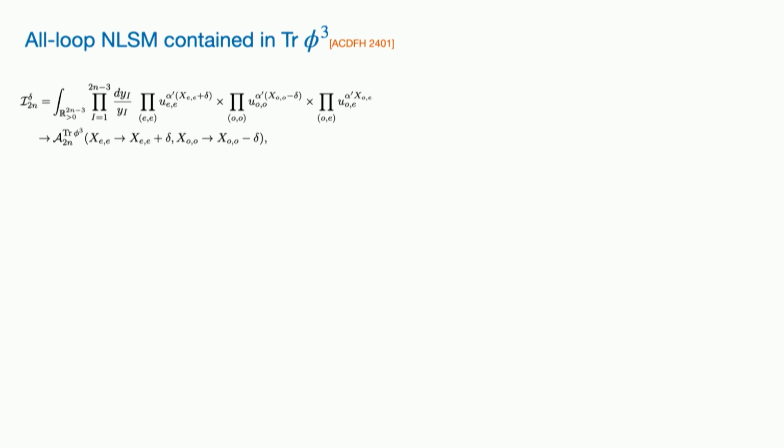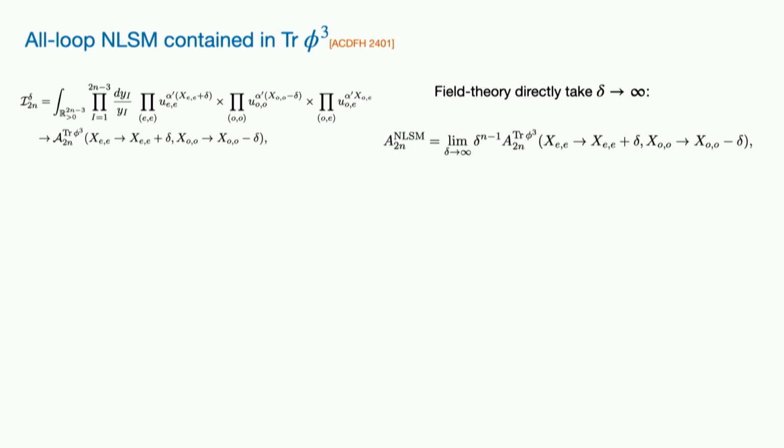So I already told you that the nonlinear sigma model is contained in the stringy trace phi cube. But when you take the field theory limit, alpha prime to 0, since this delta is a generic number, not an integer, it's equivalent to taking delta to infinity. So that is why we can go back to field theory without talking about the stringy phi cube. It just gives me a field theory phi cube amplitude. If you shift in this way and send delta to infinity, you kill all those poles you shifted, and you immediately obtain the nonlinear sigma model amplitude.